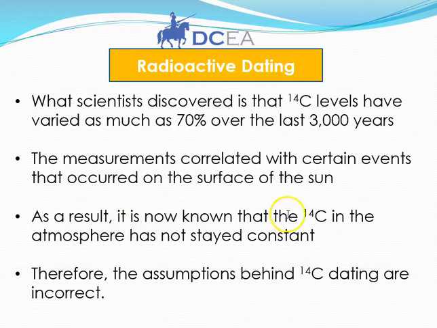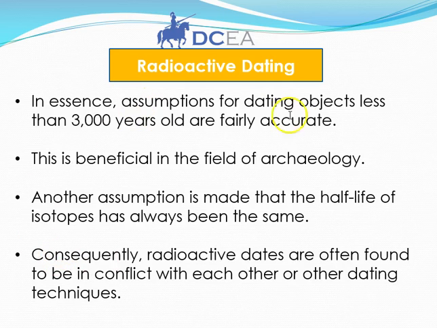As a result, it's now known that carbon-14 in the atmosphere has not stayed constant. Therefore, the assumptions behind carbon-14 dating are basically incorrect. You can't assume that it was a certain amount of carbon-14 when the organism was alive, unless you were actually there to measure it. You cannot assume that it decayed at a regular rate over a period of years. In essence, assumptions for dating objects less than 3,000 years old are fairly accurate. This is particularly beneficial in the field of archaeology.